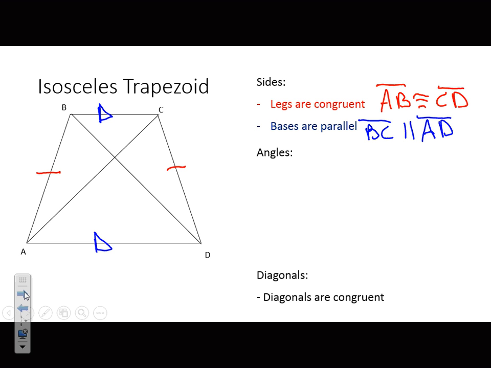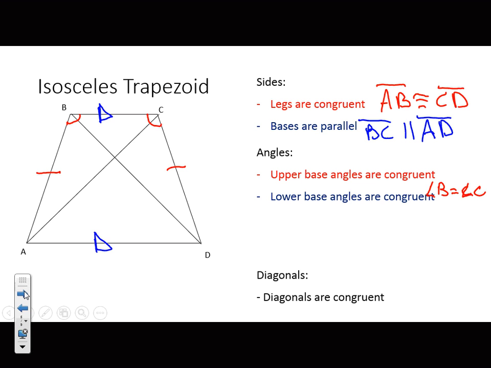Now if we go on to the next one here, we're talking about our angles. Our upper angles are congruent. So the ones that are upper, here we're talking about B and C. So angle B is congruent to angle C. Then we also know that our lower base angles are congruent. If we're looking at the lower ones, we're talking about A and D. So angle A is equal to angle D.